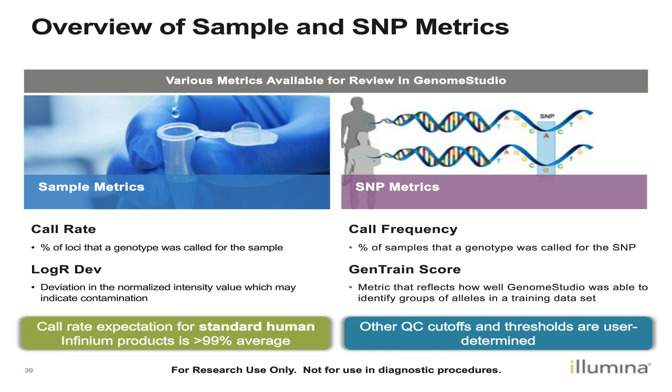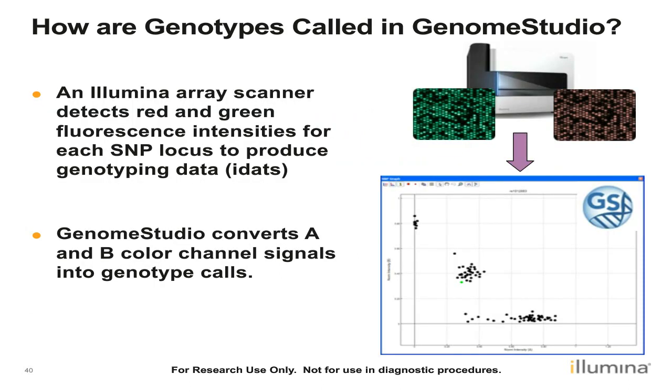So how exactly are genotypes called in GenomeStudio to be able to arrive at these metrics? As I've described before, an Illumina array scanner detects the red and green fluorescence intensities for each SNP locus, and this produces genotyping data. So the scanner produces these intensity data files, or IDAT files. Once the IDATs are imported into GenomeStudio, the software can then convert the A and B color channel signals into genotype calls.